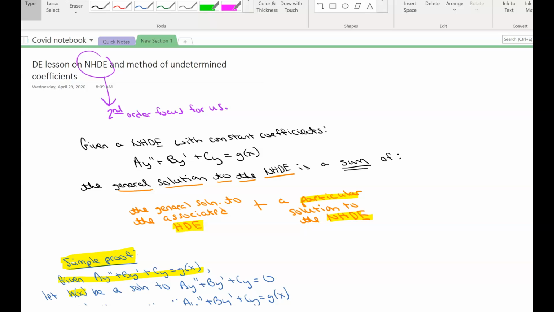Okay, hi DiffyQs. So this is the lesson for today, Thursday, for my all boys class. And what we're looking at today are non-homogeneous differential equations and another method for solving them.